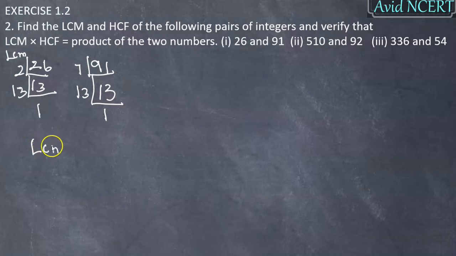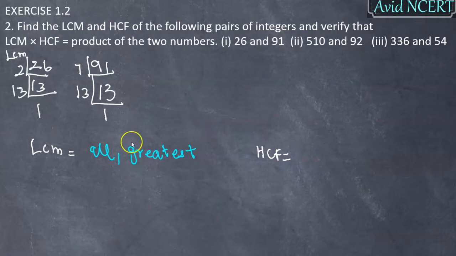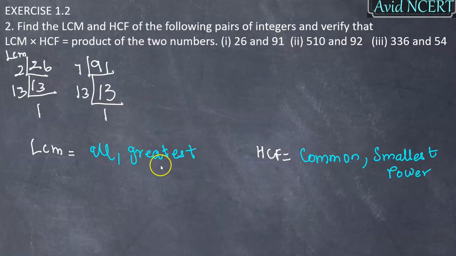For LCM, the formula is: we have to write all the factors with the greatest power. For HCF, we have to consider only the common factors with the smallest power. So this is the formula.